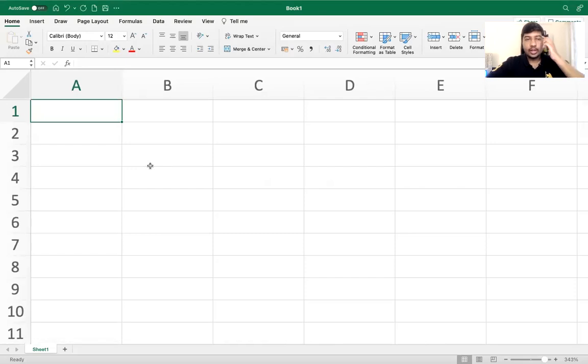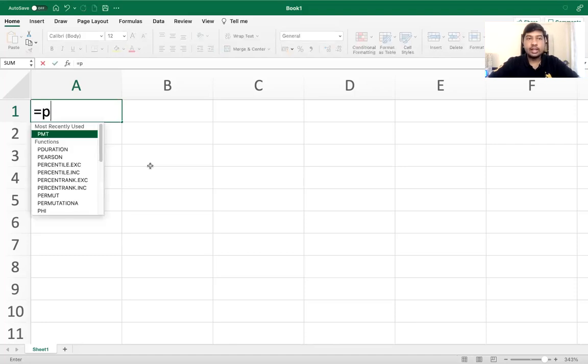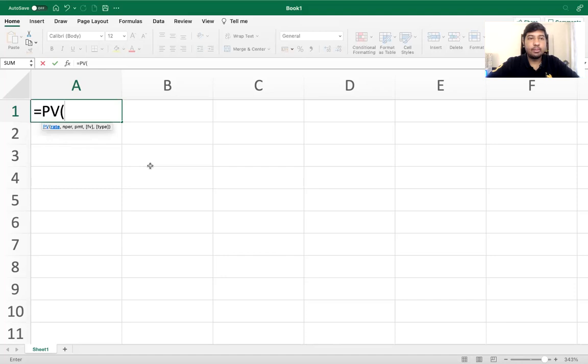So what we wanted to calculate was present value, wherein the cash flow requirement was 50,000 every year for the next 5 years with an annual rate of 10%. So whenever you want to calculate a present value, you press the equal button and then type PV. When you type PV, either open the bracket or press the tab button. When you press the tab button, the bracket opens, or you can simply type PV and open the bracket. When you open the bracket, it will prompt what inputs you need.